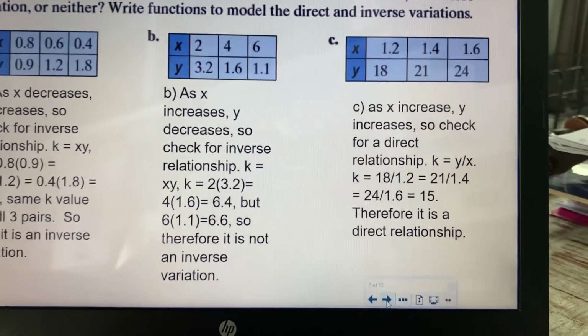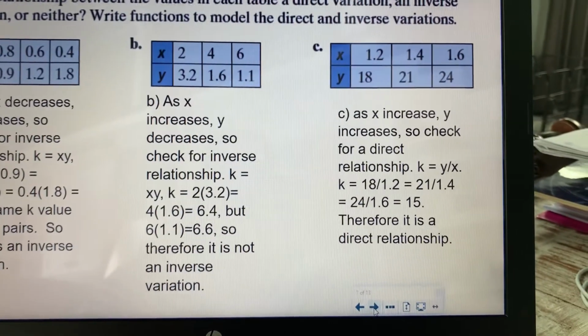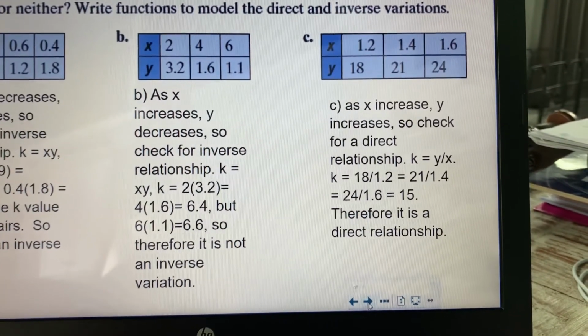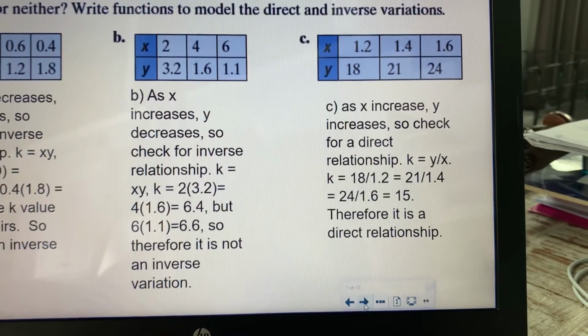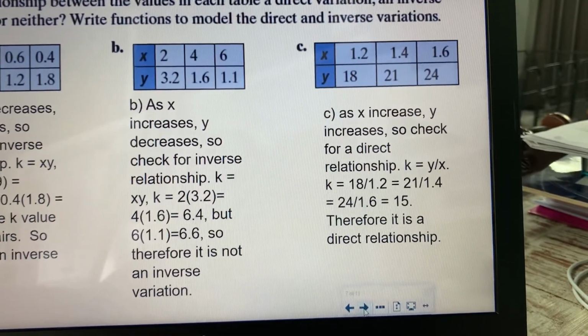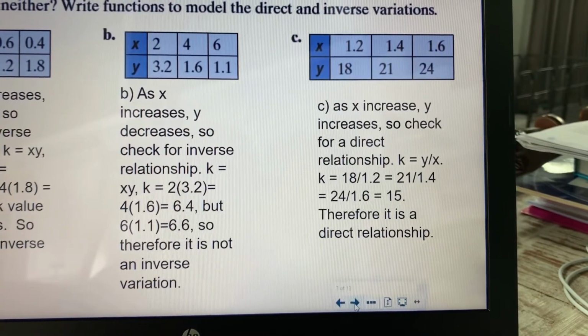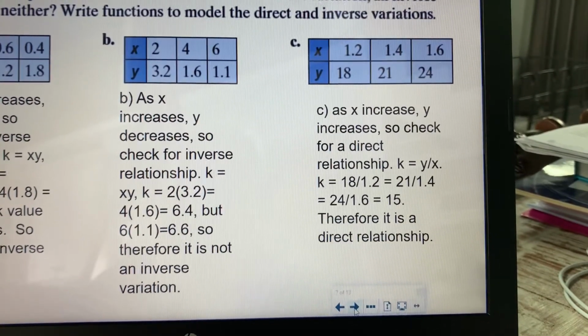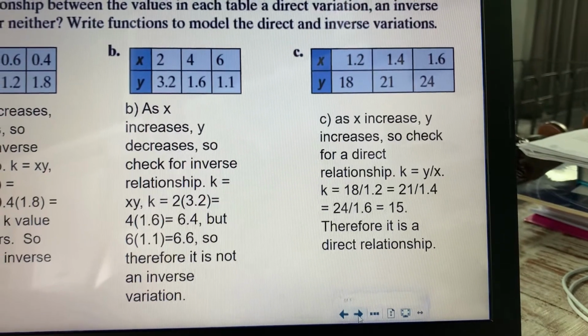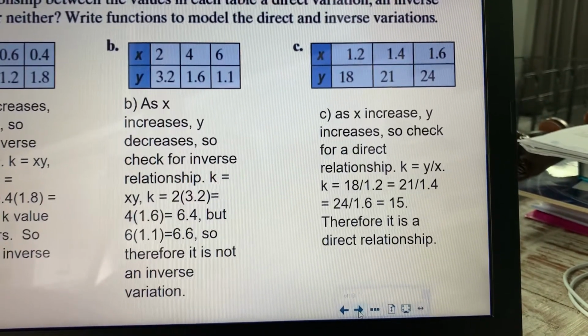Letter C. X's are going up and the y's are going up. So that means we need to check for direct. So we have to take y over x. That's how you find your k value, y over x. 18 over 1.2, 21 over 1.4, and 24 over 1.6. Each of those is equal to 15.